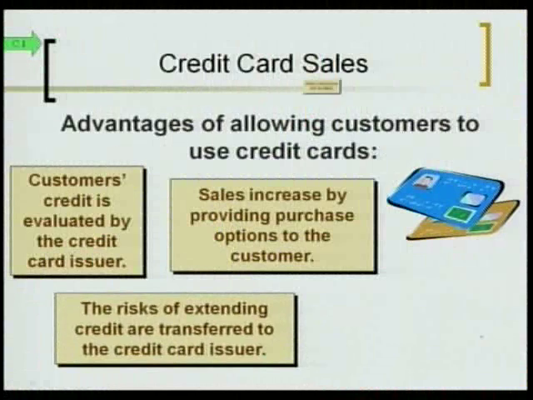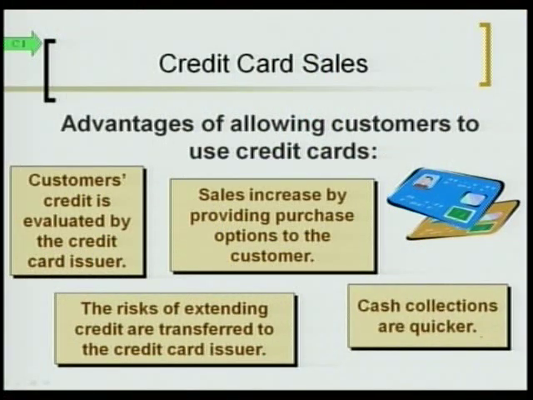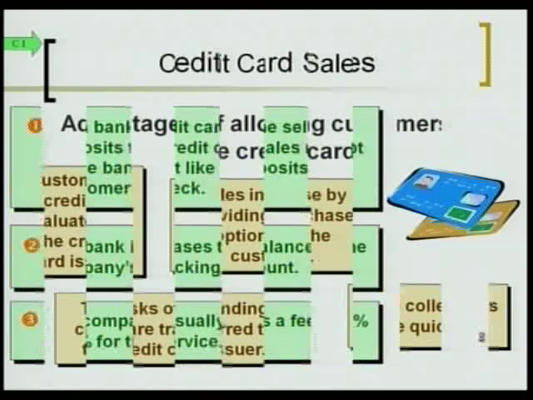Now to the PowerPoint. As I said, they kind of summarize what we've been talking about, the advantages. The customer's credit is evaluated by the credit card issuer, not the retailer. It provides a purchase option to the customer, so there's more sales. You don't have a risk there. You don't have to worry about the customer not paying you, and you get your cash quicker, right? Now, how does this look? This is pretty easy.